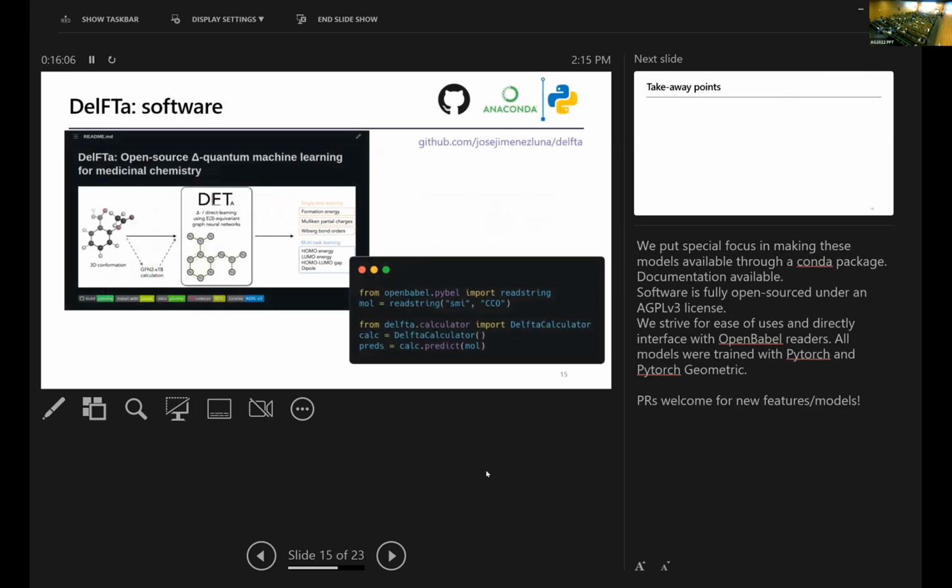One of the things that I guess we're the most proud of is that we put special focus on making these things available in an open source fashion, because if no data and no code is available, nobody will ever use this. So we created the Delta software, and everything is completely open sourced. All models are provided there. All data is also provided there. All of the data splits. It comes with a very permissive AGPL-v3 license.